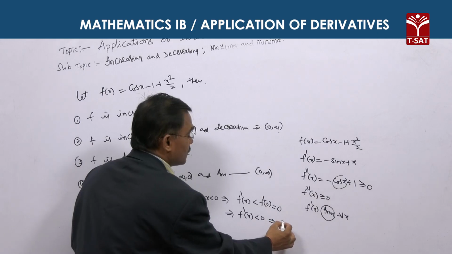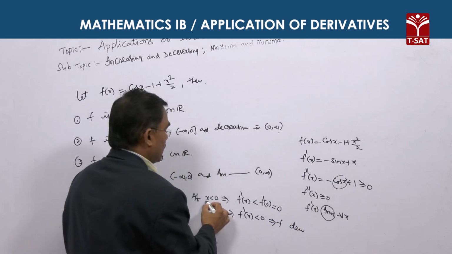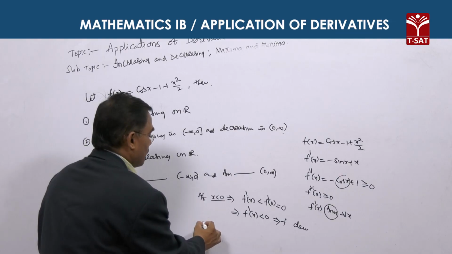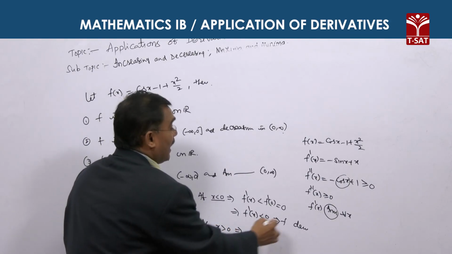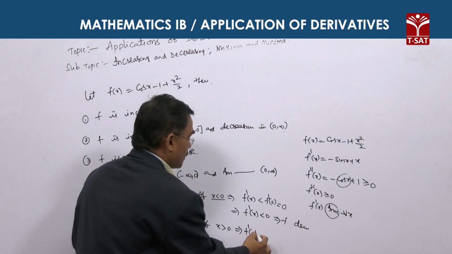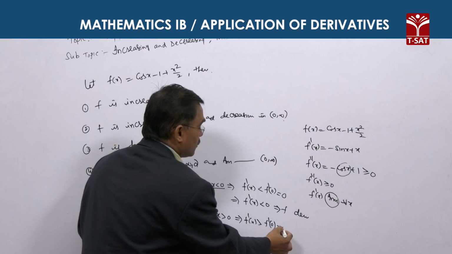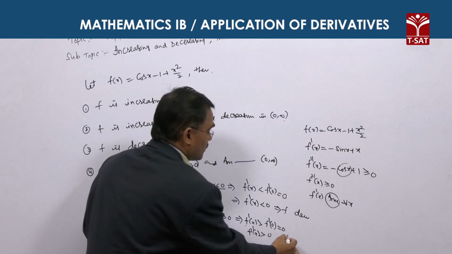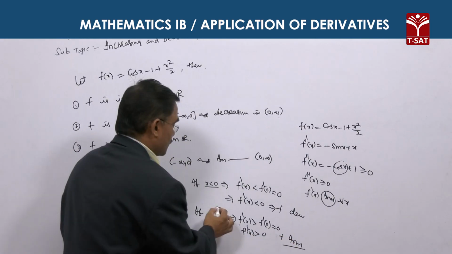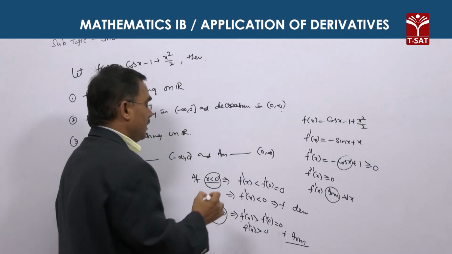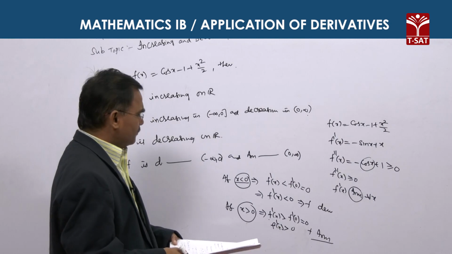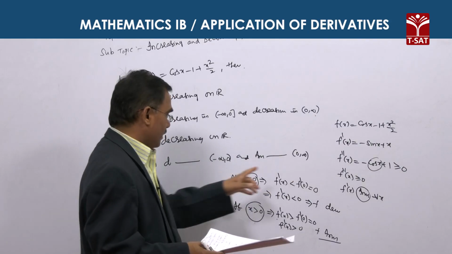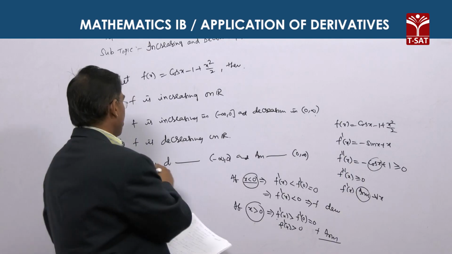f dash x less than 0 means f is a decreasing function. If x is less than 0, that means f is decreasing in the interval minus infinity to 0. If x is greater than 0 and f dash x is an increasing function, this implies f dash x is greater than f dash 0, which equals 0. That's why f dash x is greater than 0, which means f is an increasing function for x greater than 0. f is a decreasing function for x less than 0. Therefore, the given function is increasing in 0 to infinity and decreasing in minus infinity to 0.